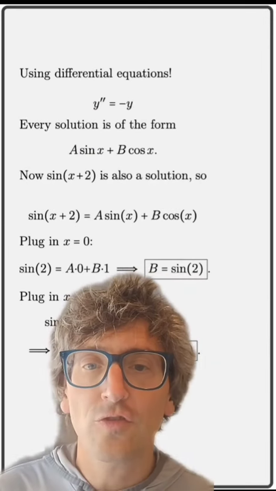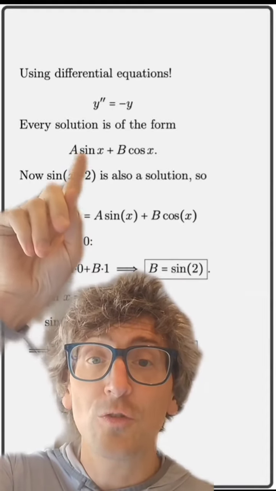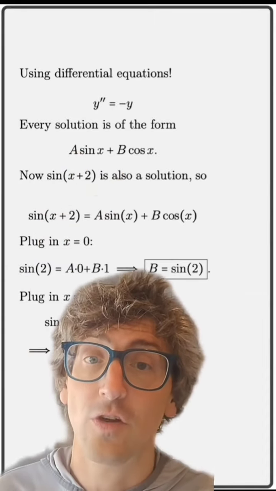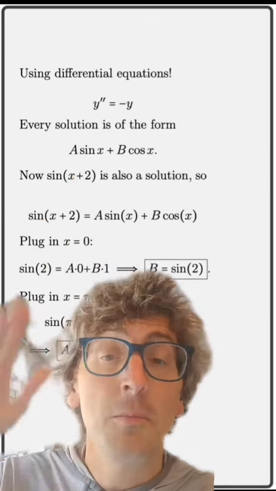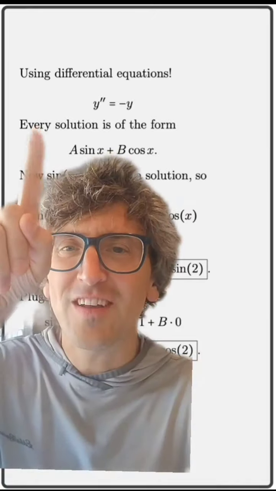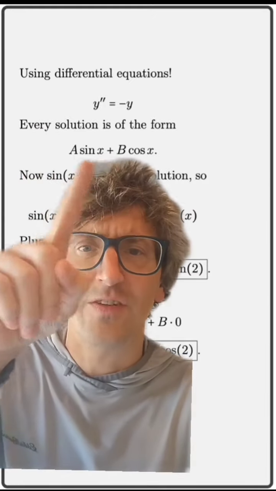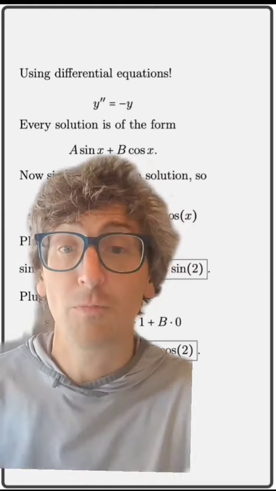If you've taken a differential equations class, you've probably studied this equation. Hey, find me a function where two derivatives gives me the negative of what I started with. And it's not hard to see that sine of x and cosine of x both have that property. You learned that in your first class in calculus. But notice here I've said every solution is of this form, right? It's some constant times sine of x plus some constant times cosine of x.